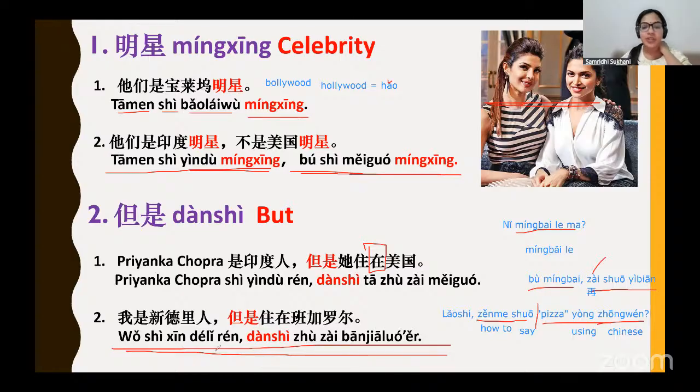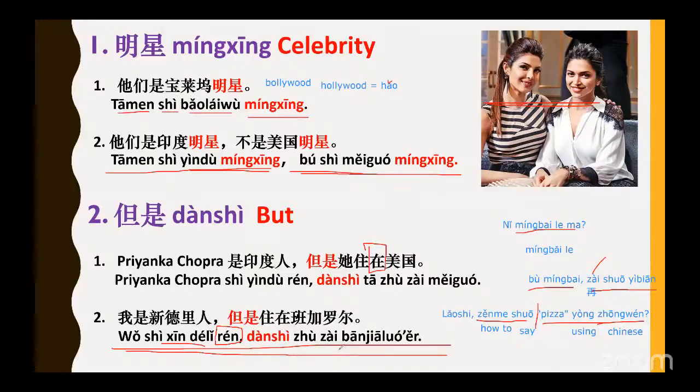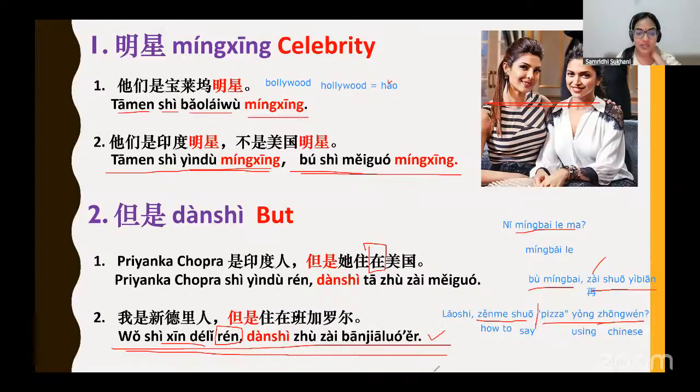So far we were putting ren after a nationality, but you can also put ren after a city, if you were born and raised in that city. For example, I'm a Kolkata person, or I'm from Bihar, Bhopal. You can say Wo shi blah blah blah ren. Wo shi Bihar ren, Wo shi Bhopal ren, Wo shi Assam ren. You can say it like that. Danshi zhu zai Bangjialuo means but I live in Bangalore.